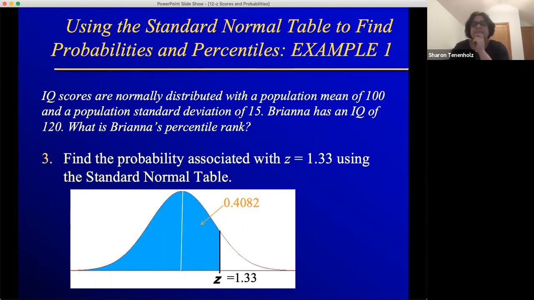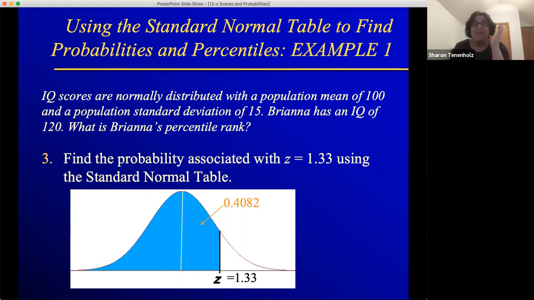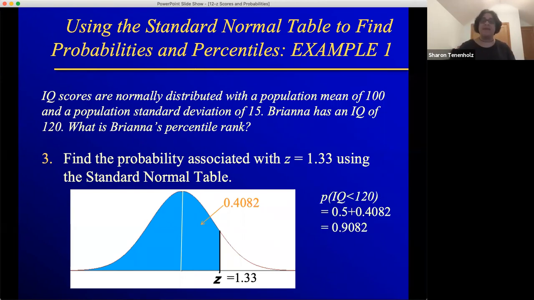Any ideas? Wouldn't the probability that's left of the mean be like 50%? Exactly. The curve is symmetrical. So half the curve, 50%, falls below the mean. Half the curve, 50%, falls above the mean because the curve is perfectly symmetrical. So that area below the mean is 0.5, 50%.